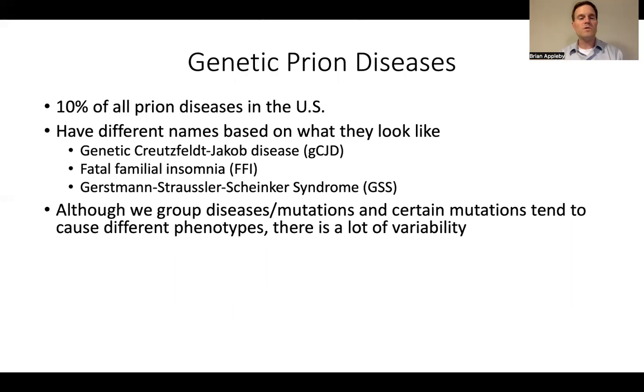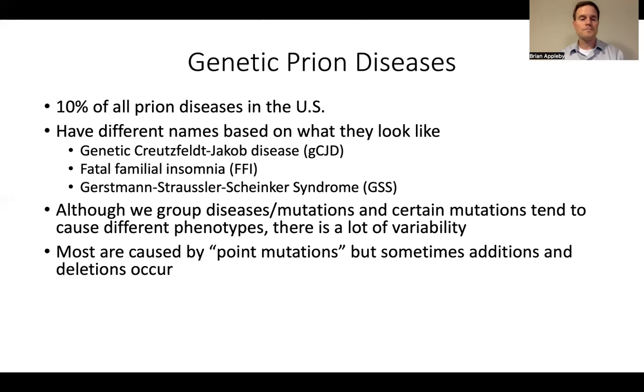What's important to know is that oftentimes we do group these diseases and mutations together because they do have commonalities. But it's important to remember that there's also a lot of variability in between all of these. So although we may group a mutation as a genetic CJD or FFI mutation, sometimes it may actually look like the other. So a lot of variability, and just keep that in mind.